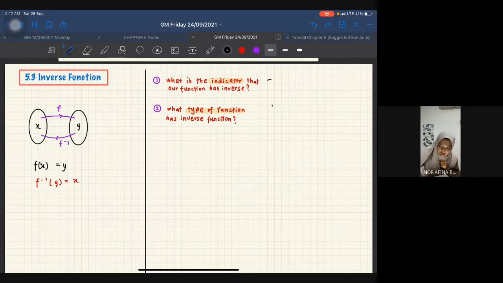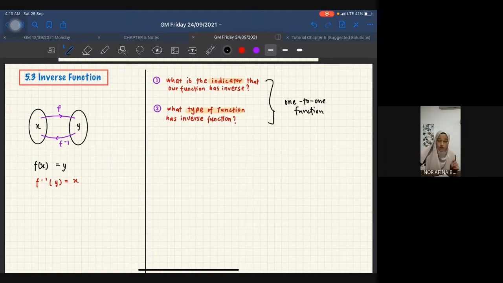Exactly. This is a one-to-one function. Kita ada belajar 2 function. The first one is one-to-one, and then the second one is many-to-one. These two are the only function yang kita ada dalam banyak-banyak relation yang kita belajar. Tapi kita hanya memerlukan one-to-one function sahaja untuk dia ada inverse function. Only one-to-one function has inverse function.